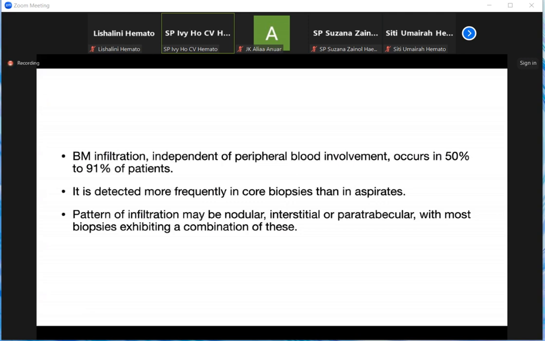Bone marrow infiltration occurs in about 50 to 90% of patients with mantle cell lymphoma. It is detected more frequently in core biopsies than in aspirate smears. The pattern of infiltration can be nodular, interstitial, or paratrabecular, with most of the time a combination of these patterns.